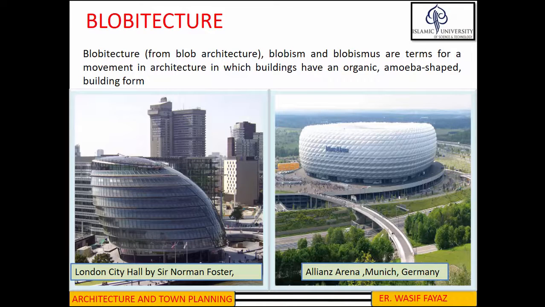Now, this is the London City Hall in London, which was architected by Sir Norman Foster, and this is the Allianz Arena in Munich, Germany. These are the examples of blob architecture.